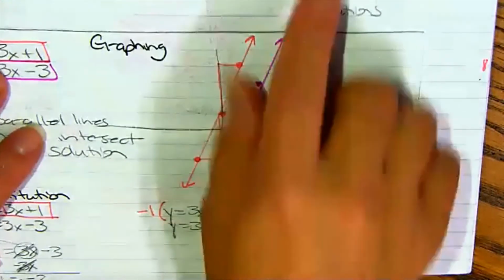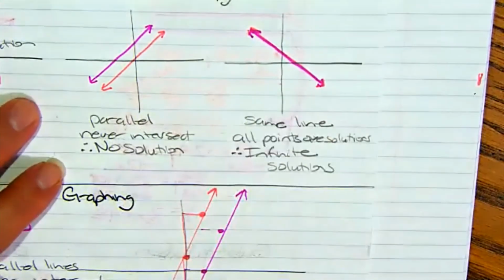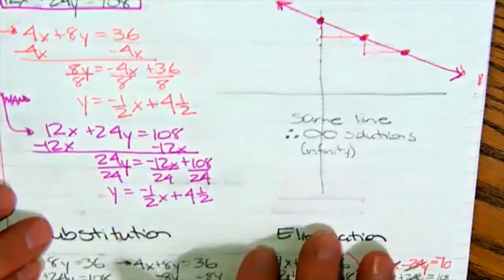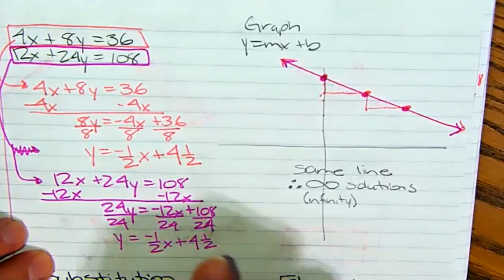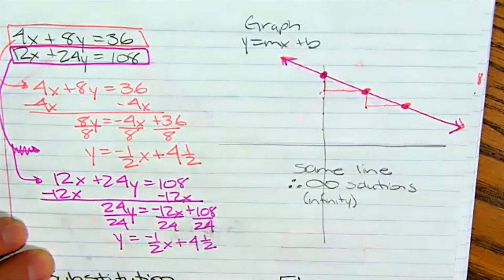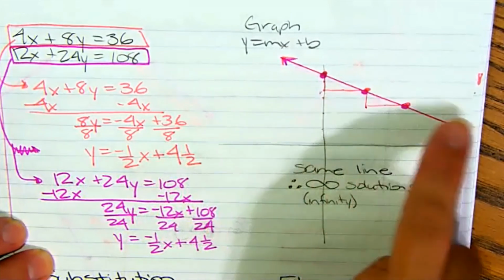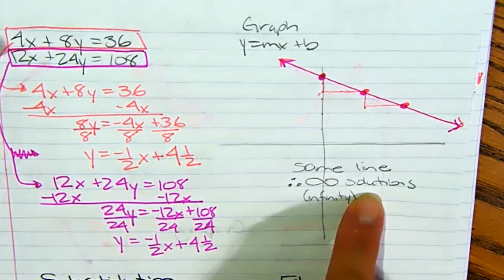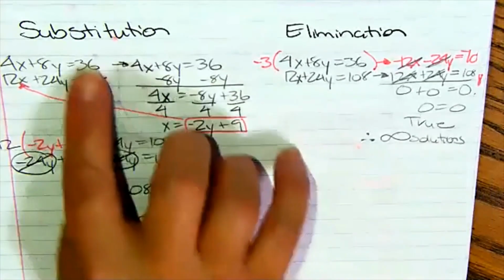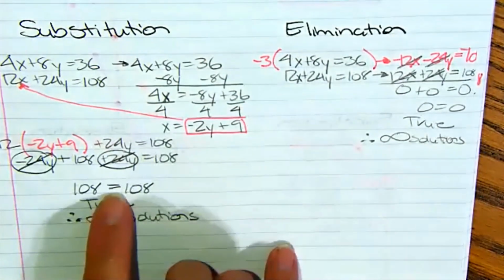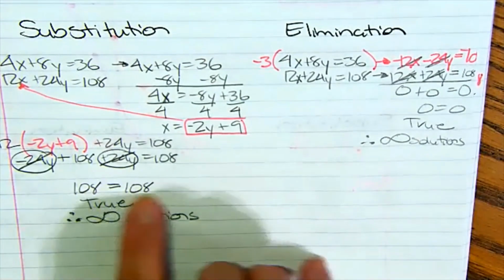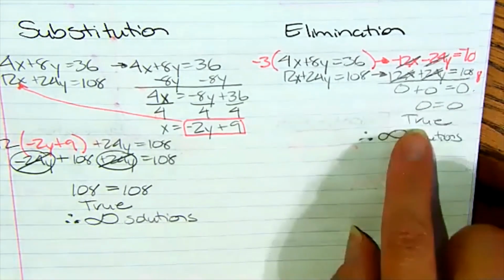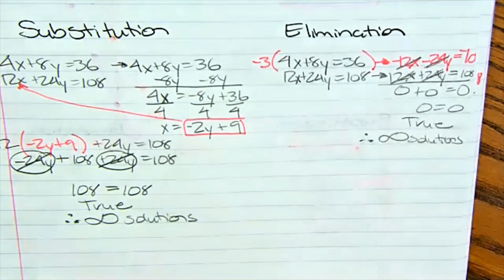And then we have a situation where sometimes the equations are the same line, in which case all of the points are the same. Therefore, we have infinite solutions. And when we look at that using substitution and elimination, we end up with a true statement. 108 equals 108. Therefore, we have infinite solutions. 0 equals 0. Therefore, we have infinite solutions.